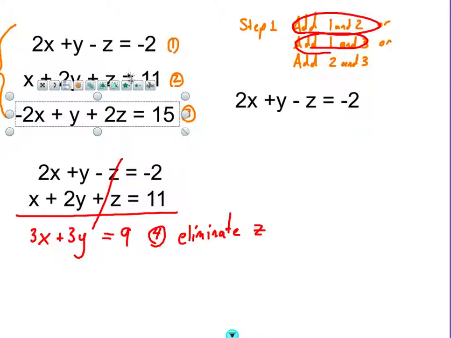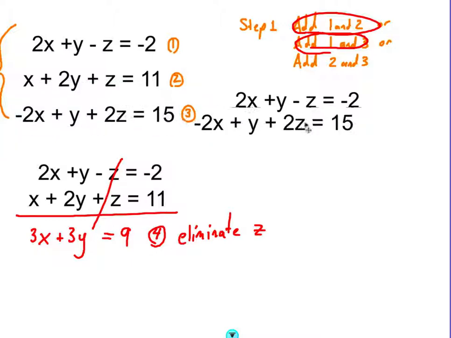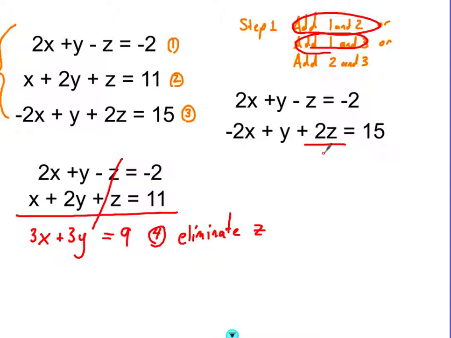So there's equation 1. Here's equation 3. Now looking at the z's, I have negative z plus 2z, and if I add those together, that's just going to give me 1z, which does not eliminate. So I have to use a trick. In order to eliminate 2z, I have to have negative 2z. So 2z minus 2z, those would eliminate.